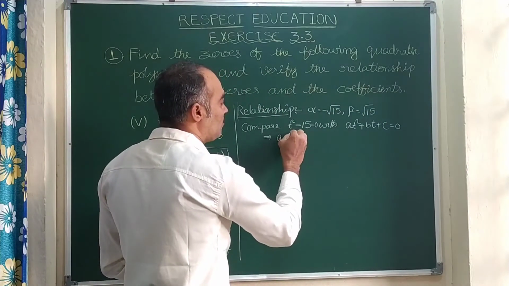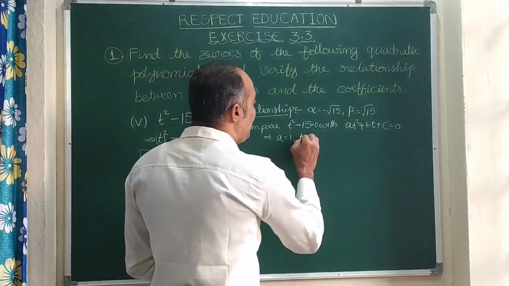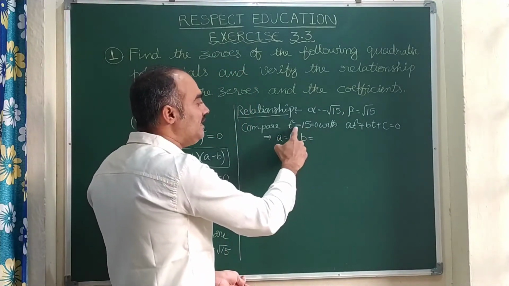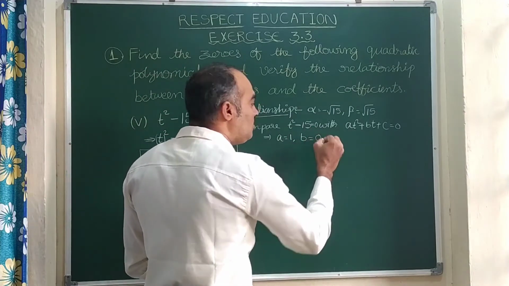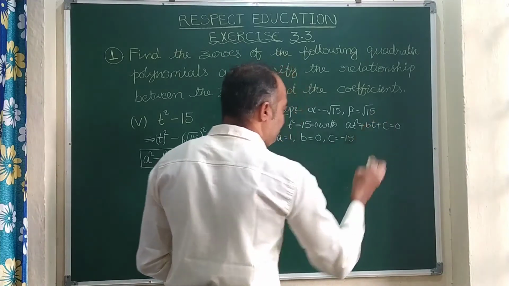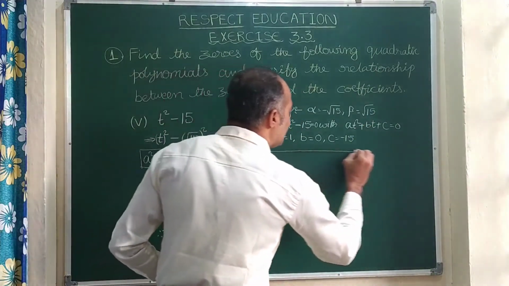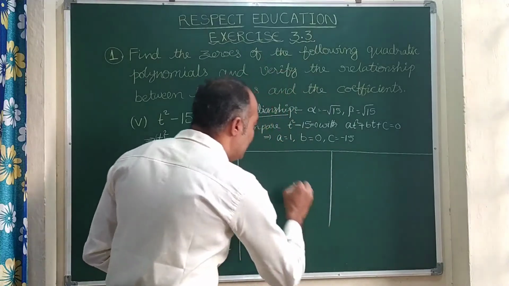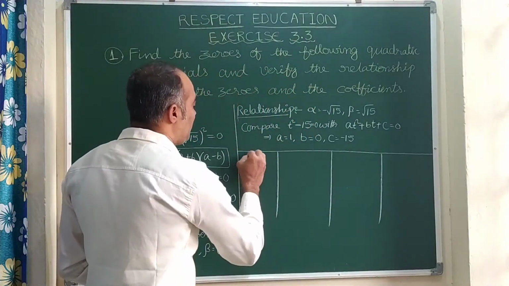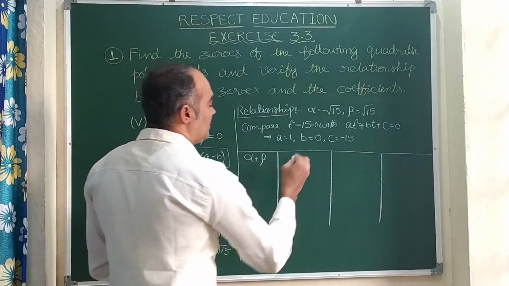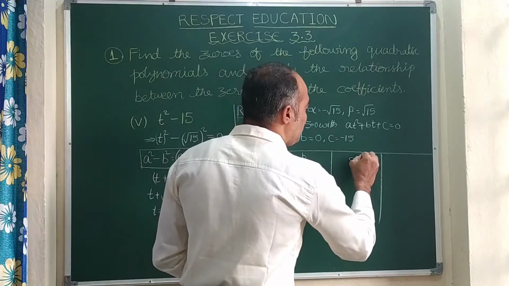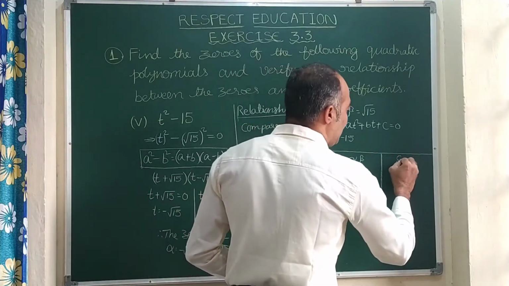A is equal to the t square coefficient, that is 1. b is equal to the coefficient of t. In this t is not there, so the coefficient of t is 0. And c, the constant, is minus 15. So let us make this partition into 4 parts. First part is for alpha plus beta, second part is for minus b by a, third one is for alpha into beta, fourth one is for c by a.